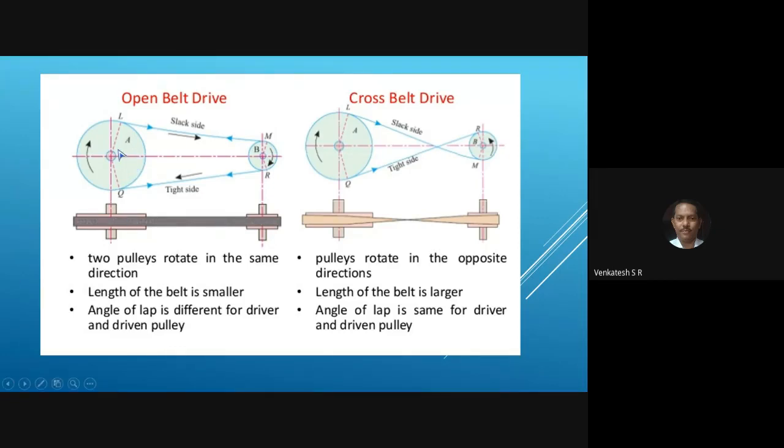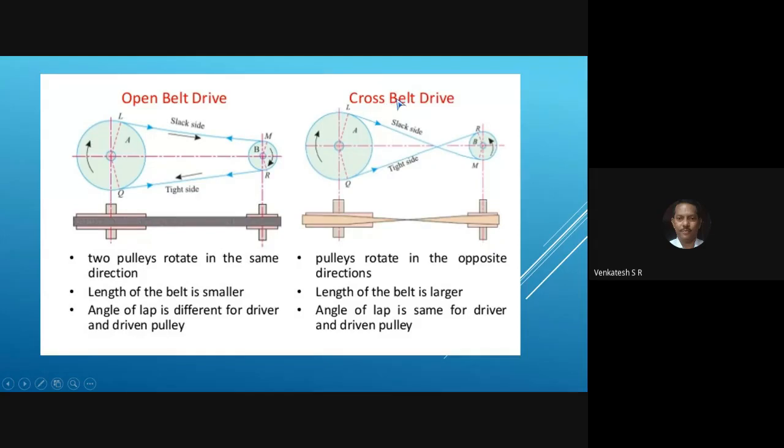Once the driving pulley rotates in the clockwise direction, show this arrow mark. Don't show this arrow mark. This arrow is correct. This is not correct. Show the arrow mark in the opposite direction, so that the open belt drive is used for rotating the driven pulley in the same direction. But in a cross belt drive, if you rotate the driving pulley in clockwise direction, you will get the driven pulley rotating anti-clockwise because it is connected in cross direction.